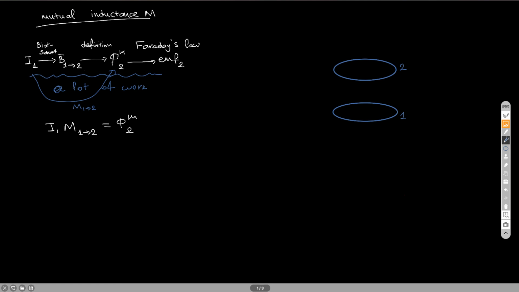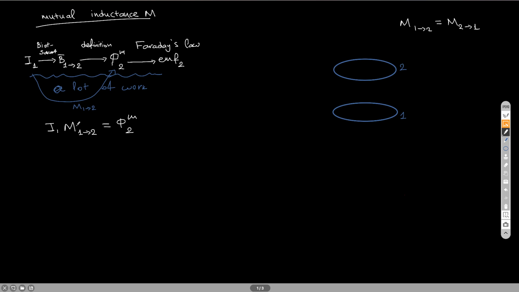Now, I want to mention one thing. Whether you're interested in finding the induced EMF in loop 2, or the induced EMF in loop 1 from the current I2, the mutual inductance is the same. It's the same number. So once you find it for your system, it's the same whether you go from 1 to 2 or from 2 to 1.